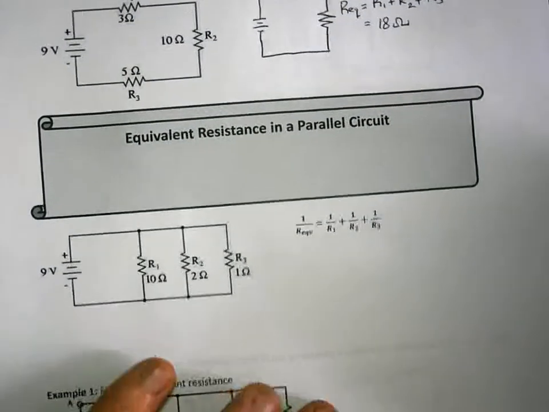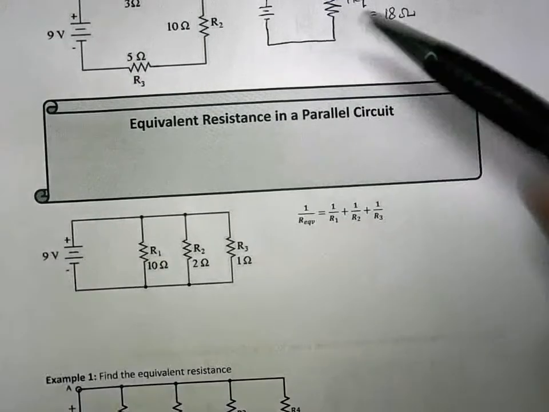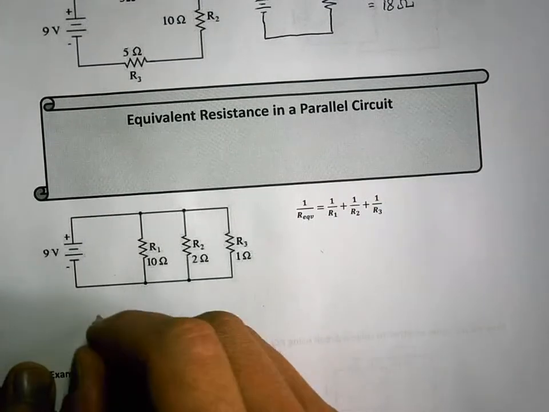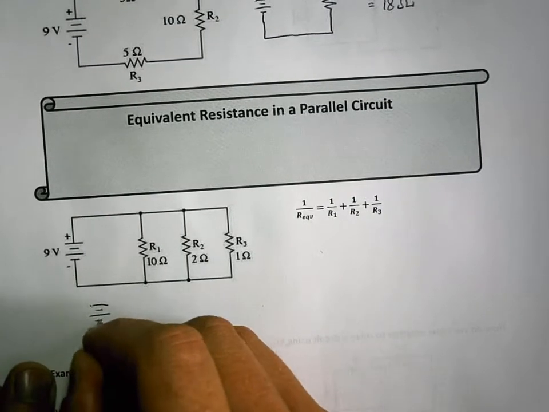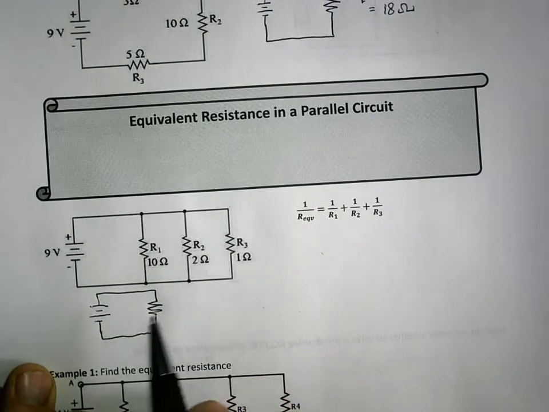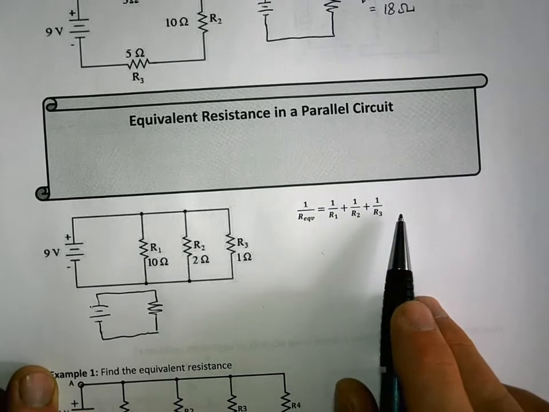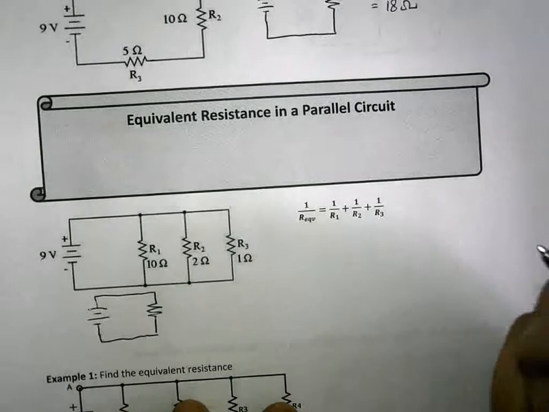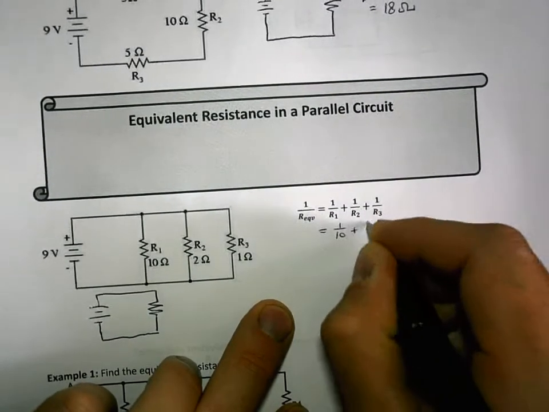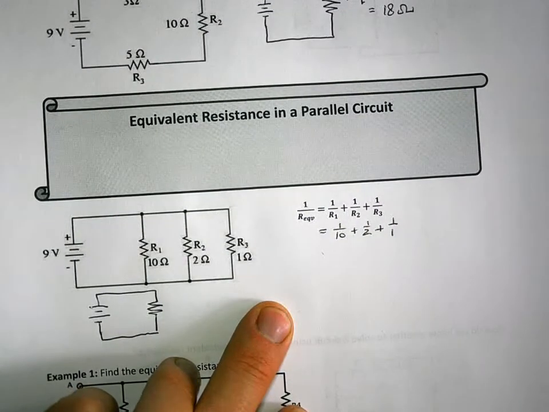Things get a little more difficult when I'm dealing with a parallel circuit. To find the equivalent resistance, again, the equivalent resistance is the one resistor that replaces these. Well, I have to use this formula: 1 over R equivalent is 1 over R1 plus 1 over R2 plus 1 over R3. And there's no real shortcut to solving this. It's annoying math each time. So I have 1 over 10 plus 1 over 2 plus 1 over 1.